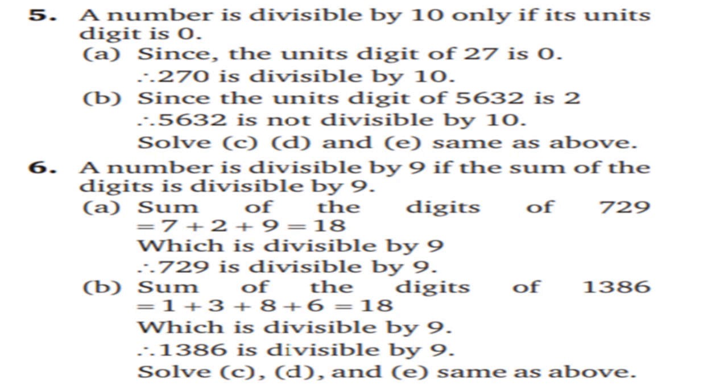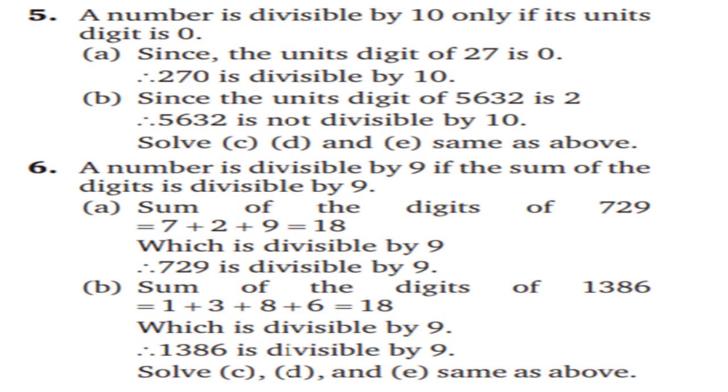Now question number 6, which of the following numbers are divisible by 9. So which condition applies for 9? A number is divisible by 9 if the sum of the digits is divisible by 9. So A part is 729. Now sum of the digits of 729 is 18 which is divisible by 9. Therefore 729 is divisible by 9.